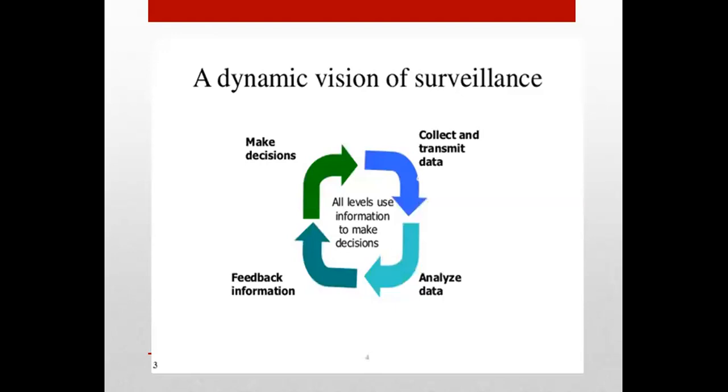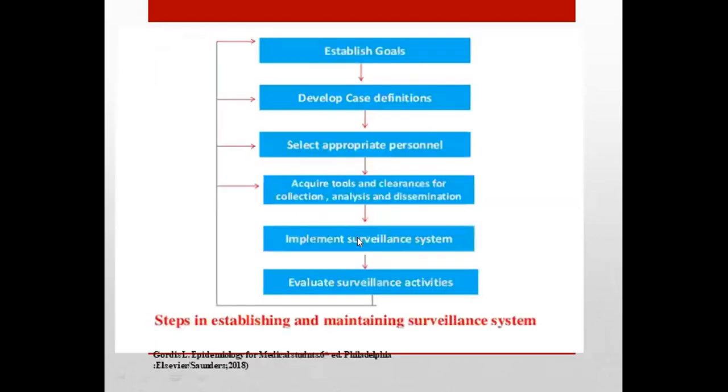If we see the dynamic vision of surveillance, at all levels it includes the collection and transmission of data. Then these data are analyzed, there is feedback of information, and then decisions are made. All levels use information to make decisions.